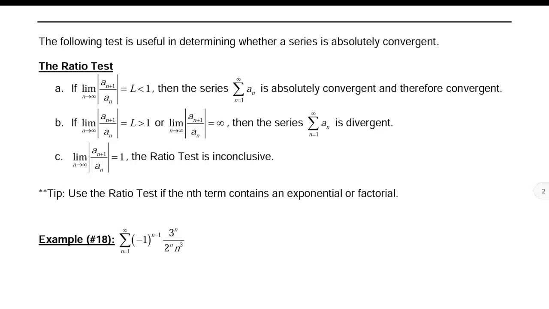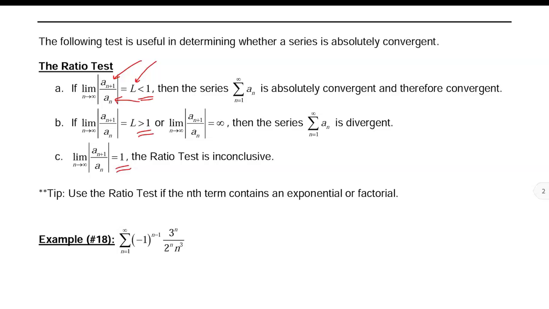There is another test that's useful in determining whether a series is absolutely convergent. It's called the ratio test. So what we will do is we will set up a limit of a ratio. In the numerator, we'll put the next term. In the denominator, we'll put our term. When we get limit L, we'll determine if it is less than 1, greater than 1, or equal to 1. One of these three cases will occur.